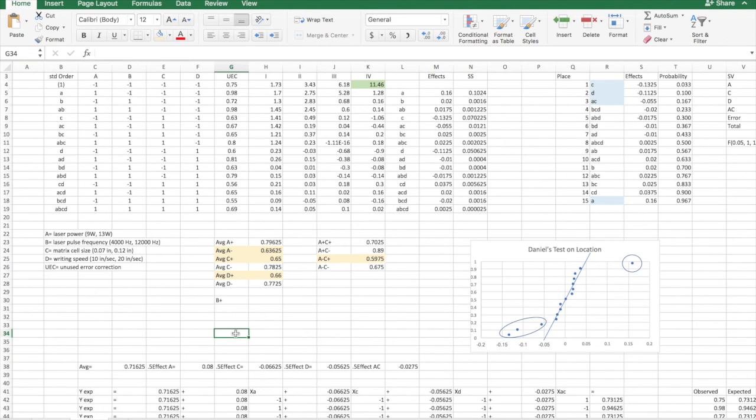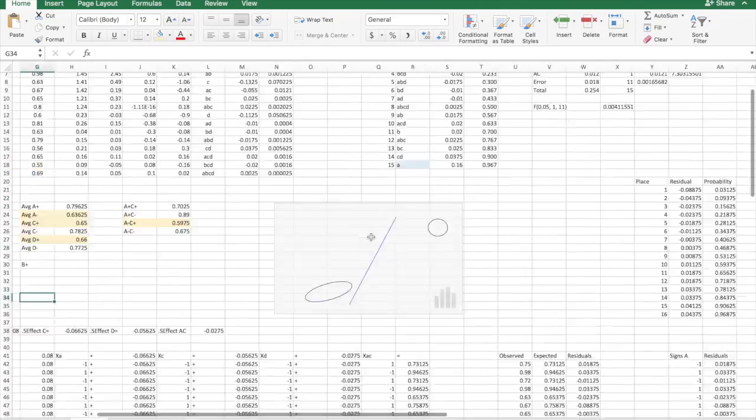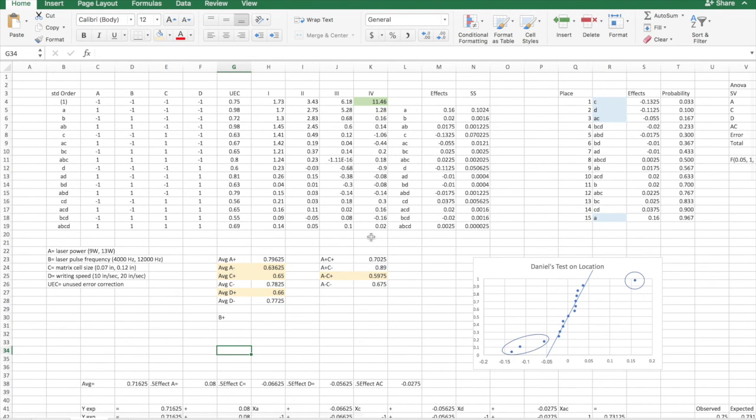The recommendations would have been A on its low level, which means 9 watts, C at its high level, which would be 0.12 inches, B at its high level, because B at its high level has the lowest dispersion, which would be 12,000 hertz. Then D at its high level, which would be 20 inches per second. And well, the last thing that we could do is a contour plot.